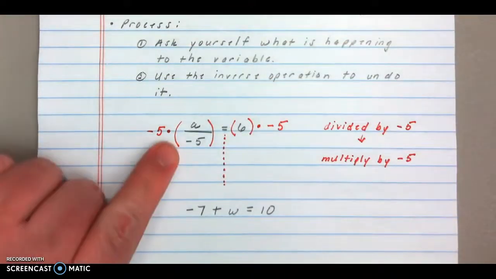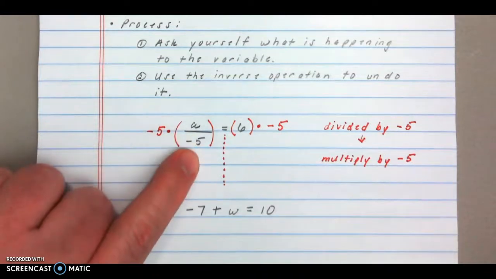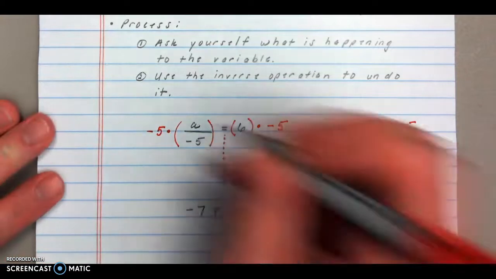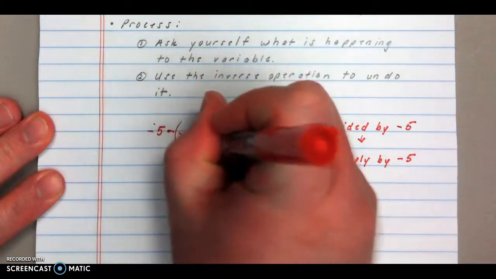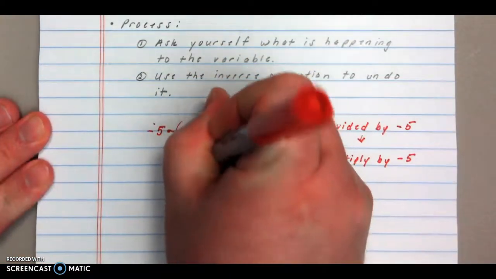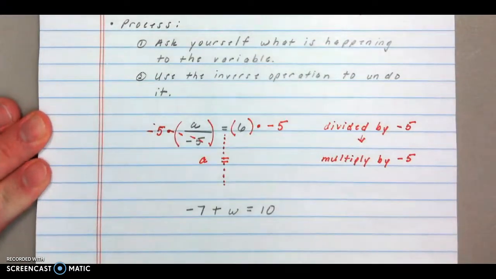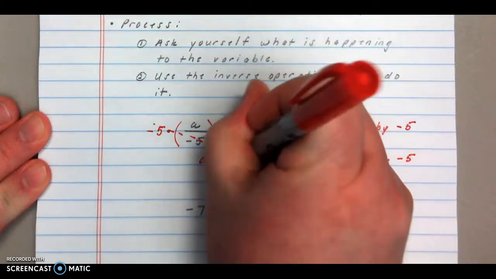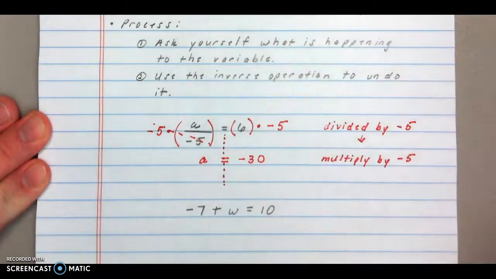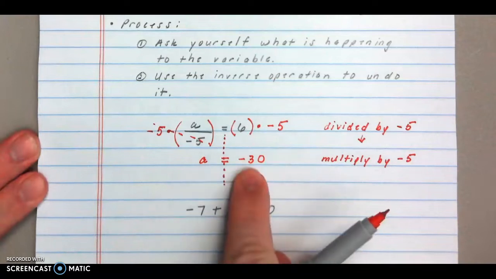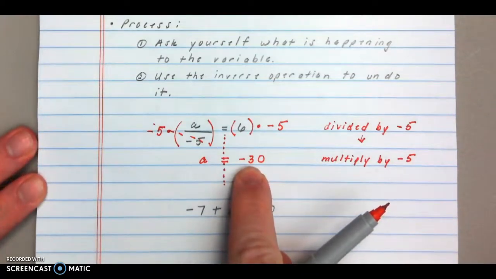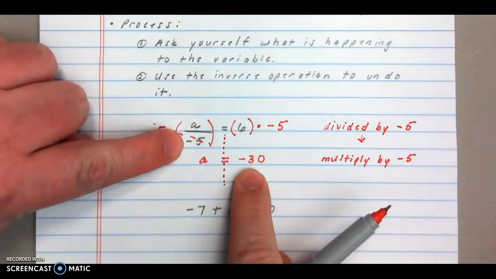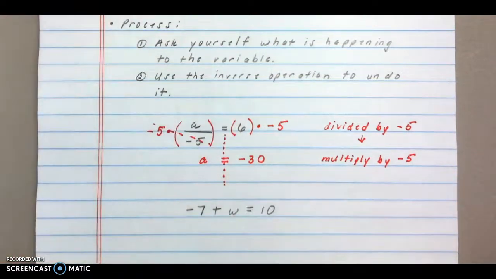Now the whole goal of that is because when we divide by negative 5 and we multiply by negative 5, those are inverse operations. And that will leave us with 1a, or just a. And over here, 6 times negative 5, that would be negative 30. So that means that our variable a should be negative 30. So if we plug that into the original, negative 30 divided by negative 5 is positive 6. So we get a true statement.